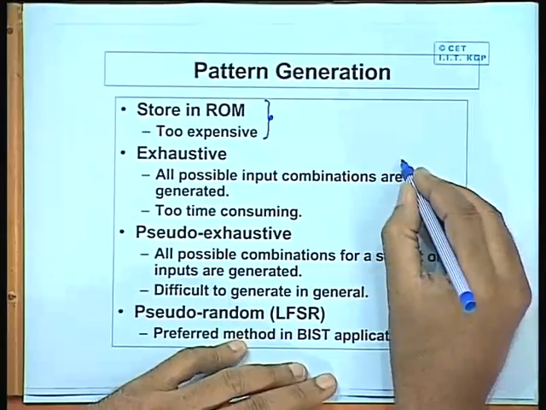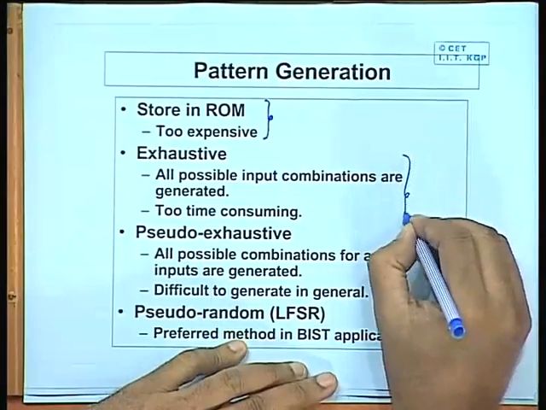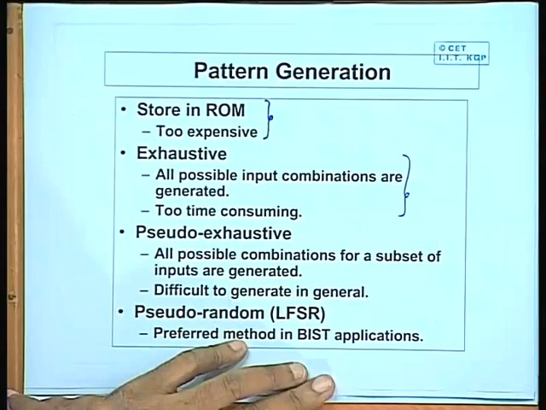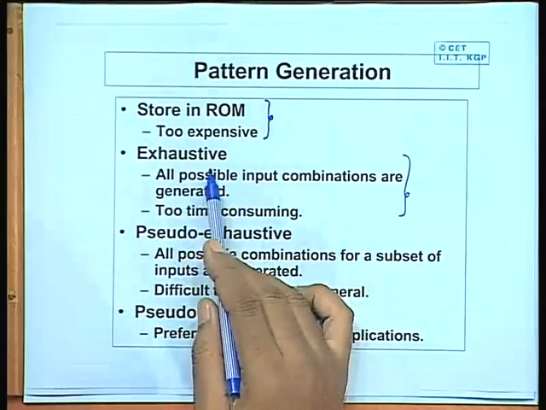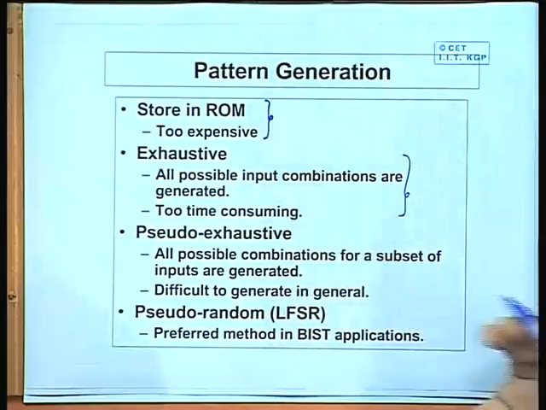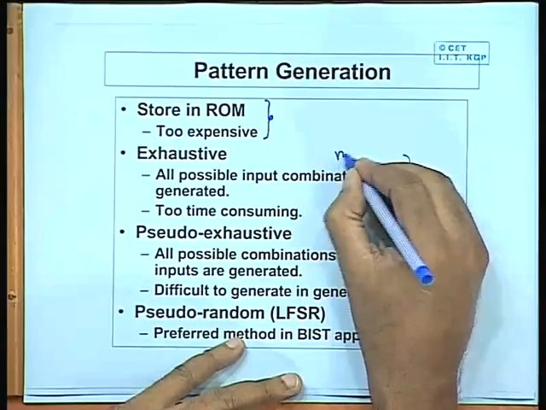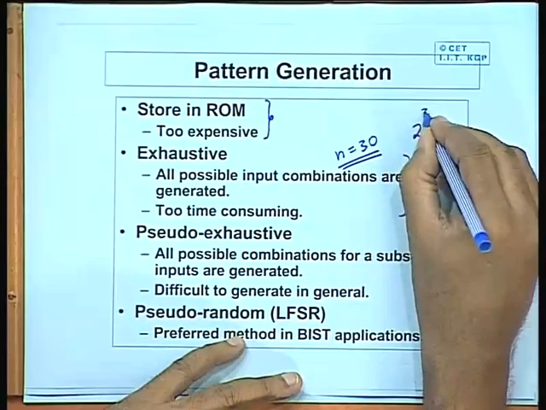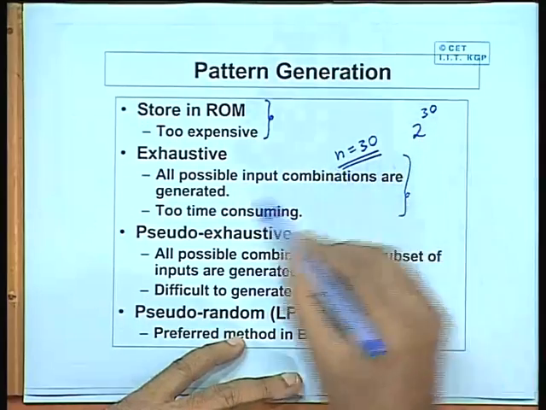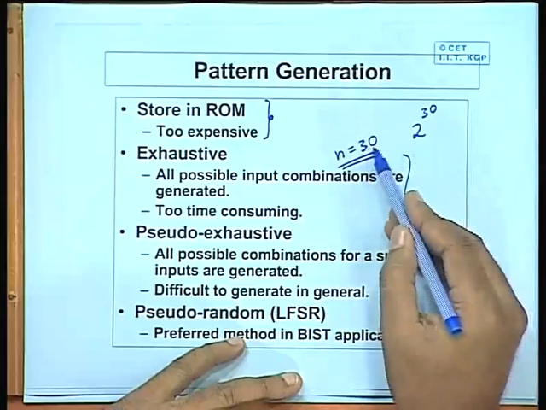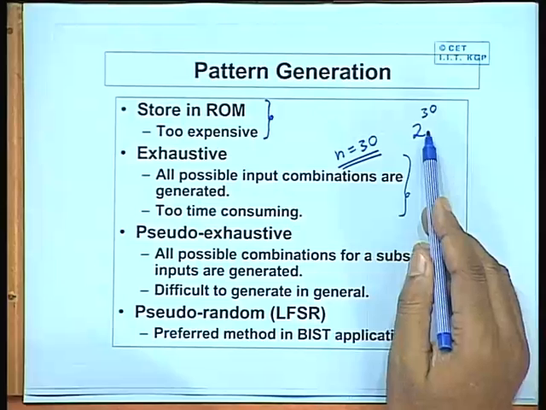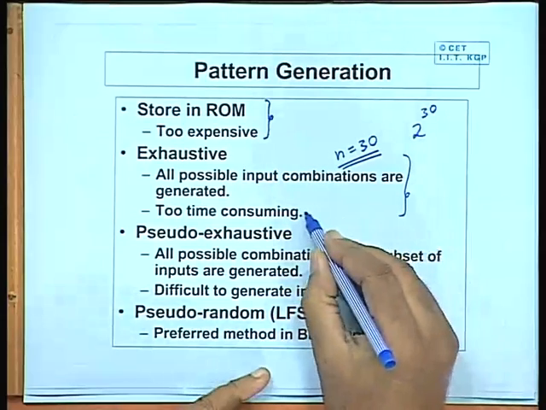The second alternative, which many people have proposed, is that you apply all possible input combinations to the circuit under test, which means the test pattern generator will be a simple counter. But the problem is that if the number of inputs is for example 30, then the number of patterns you need to apply is 2 to the power 30. Now, in a practical circuit the number of inputs can be as high as 50, 60 or 100. So, then the number of patterns to be applied will become astronomically high, and it is impractical. So, this is too time consuming.